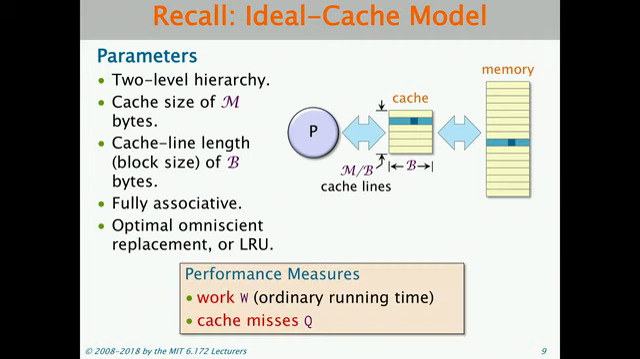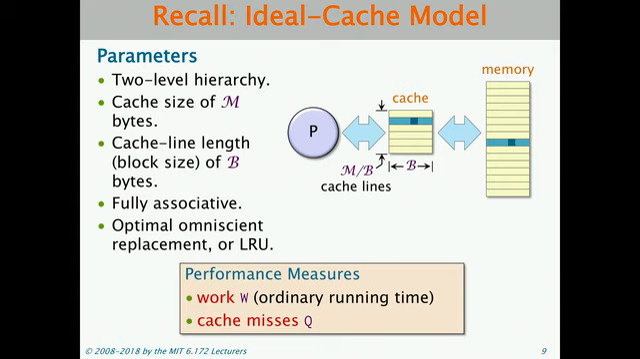And 2 performance measures that we care about when we're analyzing an algorithm in the ideal cache model are the work and the number of cache misses. So the work is just the total number of operations that the algorithm incurs. And serially, this is just the ordinary running time. And the number of cache misses is the number of cache lines you have to transfer between the cache and your main memory.